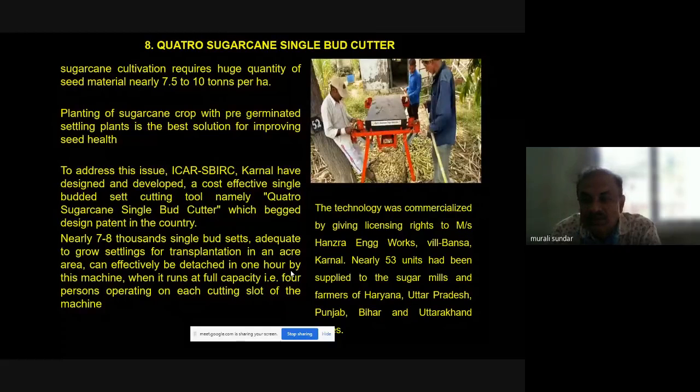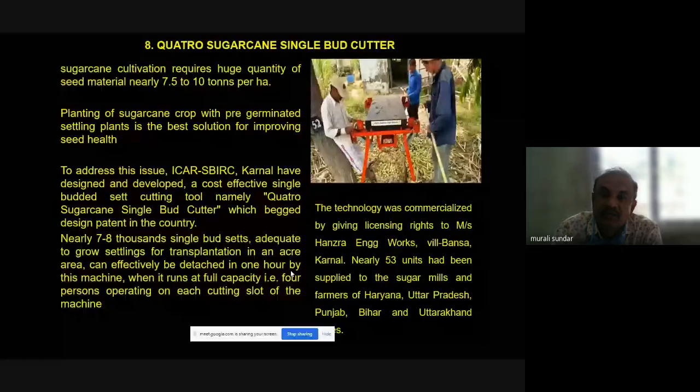It is available both as pedal operated and machine operated. Four people can work on the equipment and they can stand. Simply they can take the cane and cut the chip. The bud chip will be collected in the container kept below the equipment. You can see it in the diagram, the picture.